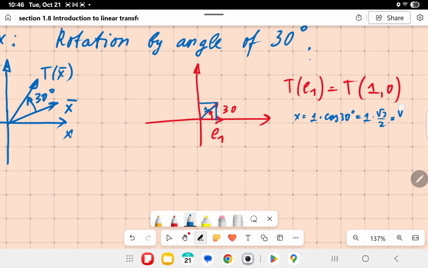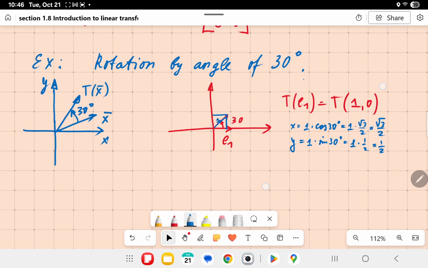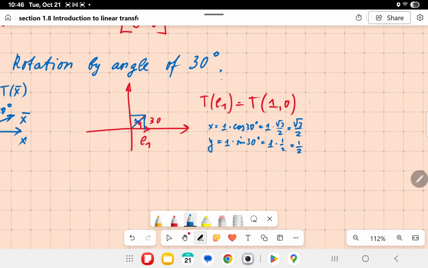I'm going to just write down the answer. The y coordinate is the other side, which is the hypotenuse 1 multiplied by sine of 30 degrees, and that's 1 multiplied by 1/2, which is 1/2. So I'm going to make it smaller again, move it a little bit, and write down the answer. The answer is square root of 3 over 2 for x and 1 over 2 for y.